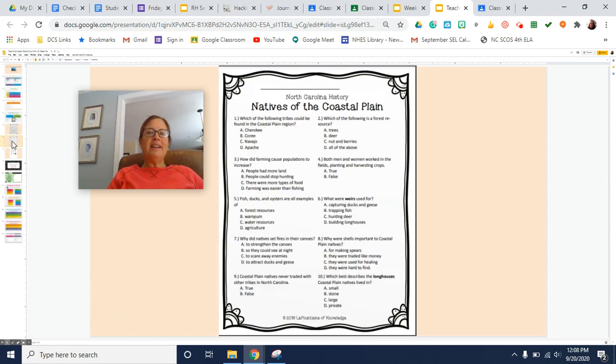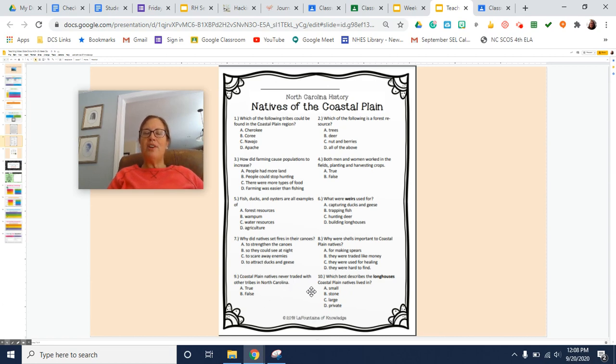And welcome back. It is false because they did trade. This word never is a tricky word. It kind of throws you off. They did trade, so the way it's worded is it's a false answer.